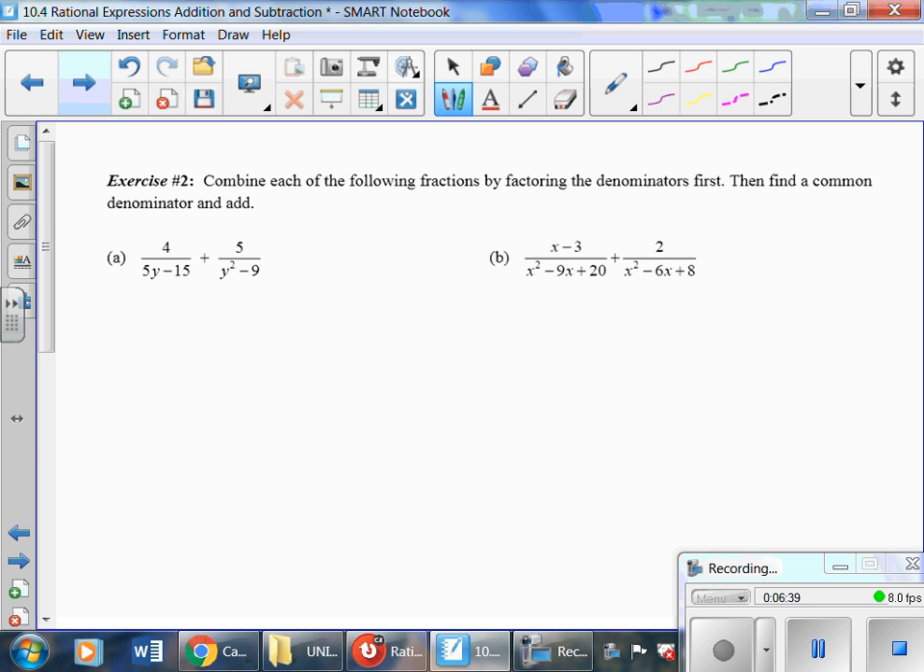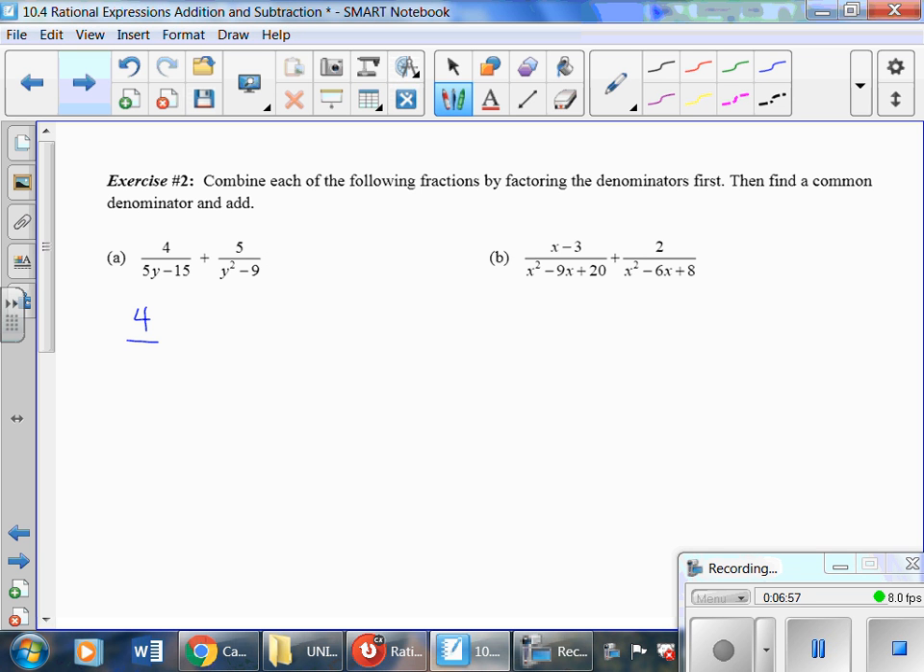All right, so exercise 2 says combine each of the following fractions by factoring the denominators first, then find a common denominator and add. So notice this says nothing about solving. There's no equal sign here. So the first thing I'm going to do is rewrite each of my fractions in factored form.